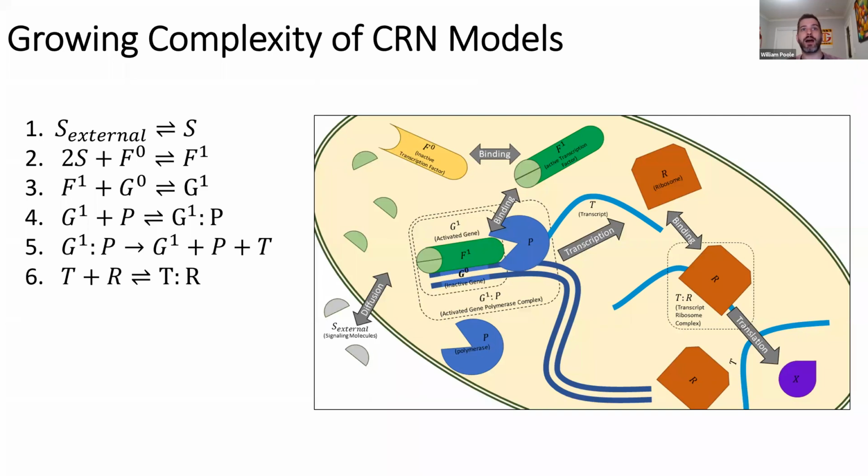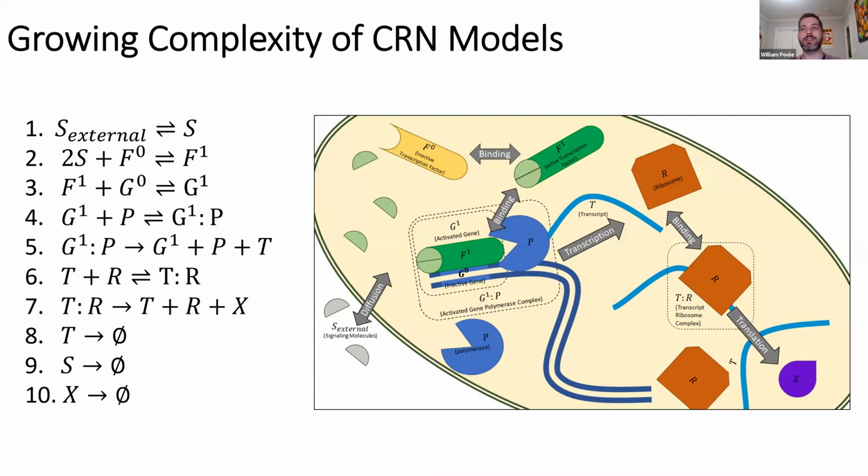The RNA can then bind to a ribosome, which can be translated to produce a protein product X. And finally, because we're in a cell, the transcript, the signal, and X are all degraded via dilution as the cell grows. So this is a very simple model of the type of thing that synthetic biologists think about all the time, and maybe some other people as well.